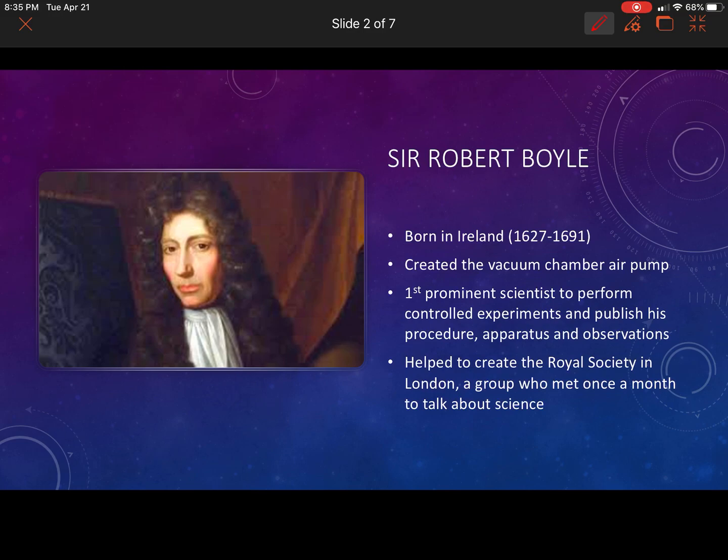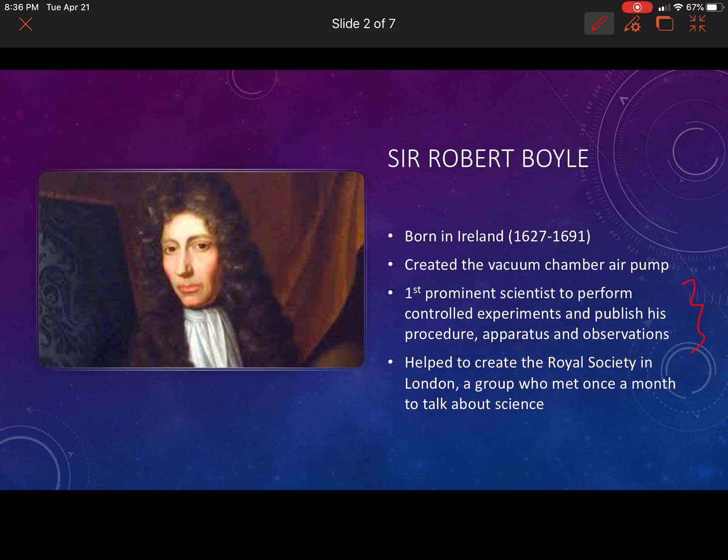So he's sort of famous for creating the first vacuum chamber air pump. This one I find particularly interesting here. He's the first prominent scientist to perform controlled experiments, and he published his procedure, apparatus, and observations. So when you have to write your procedures and observations, you can blame Boyle for that.